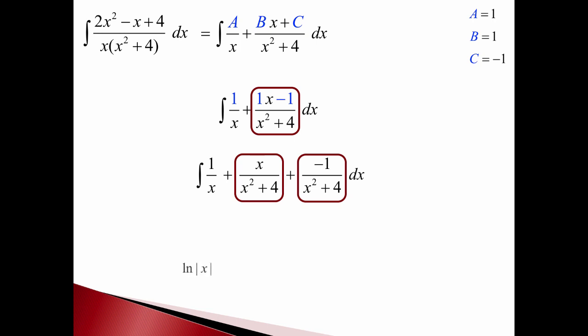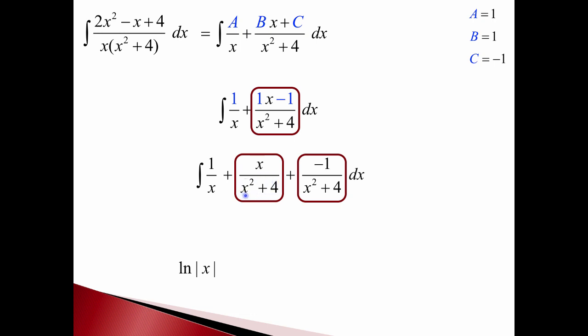So the 1 over x, that's just going to give me a log of absolute value. Don't forget the absolute value. The next piece in that red box there, the x over x squared plus 4, if you stare at it, that's a u substitution problem. If you let u equal this denominator, x squared plus 4, the derivative of x squared plus 4 is 2x. And look, I've got an x sitting out there.